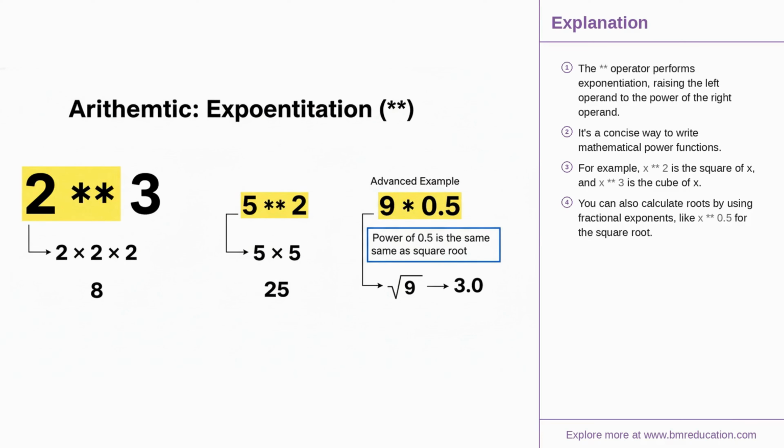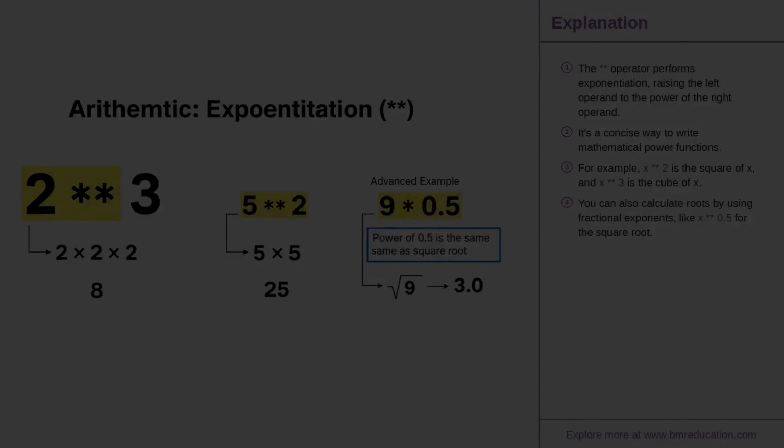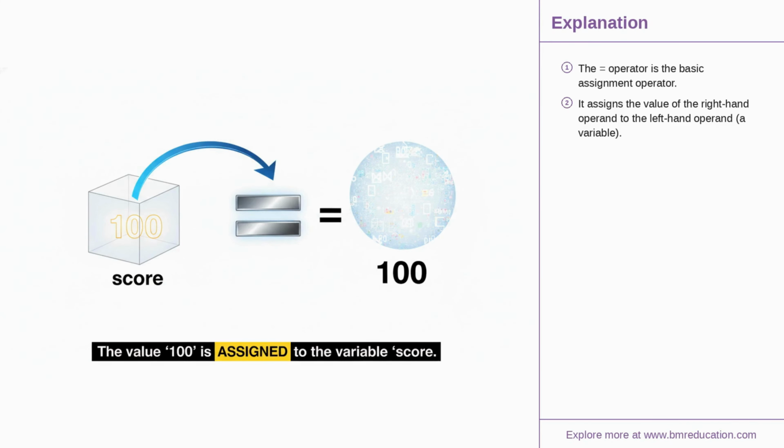Using a double asterisk, you can easily calculate squares, cubes, or even find roots. For example, 2 ** 3 is not 2 times 3, but 2 raised to the power of 3. Great! We can now perform any calculation we want. But a result is useless if we can't save it. That's the job of our next category, assignment operators.